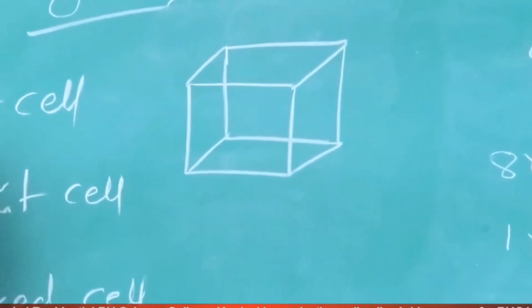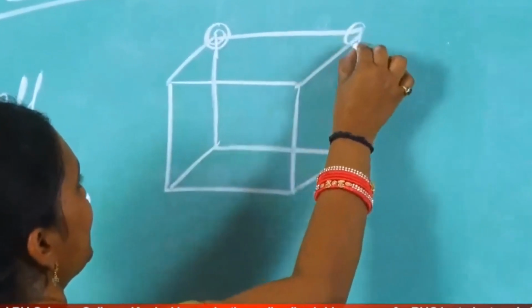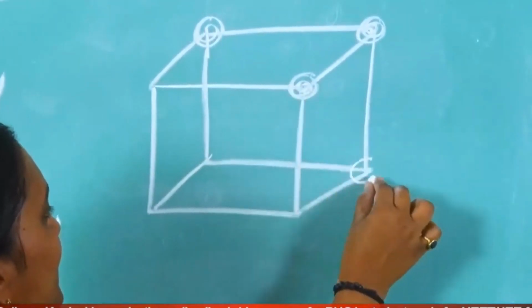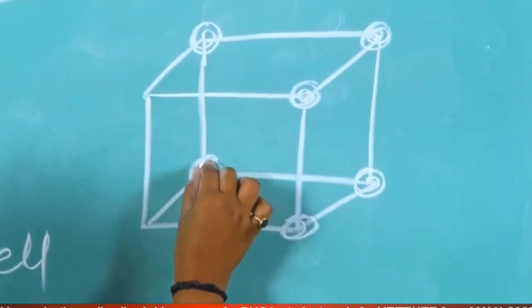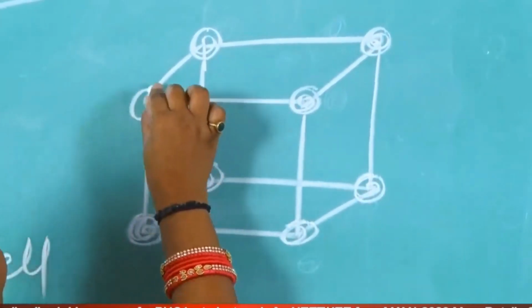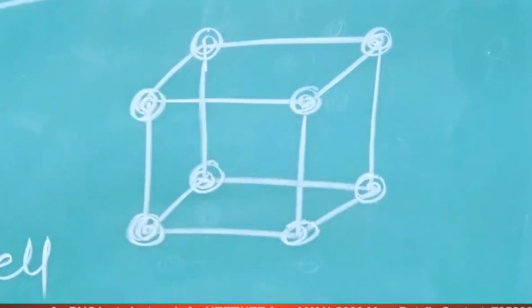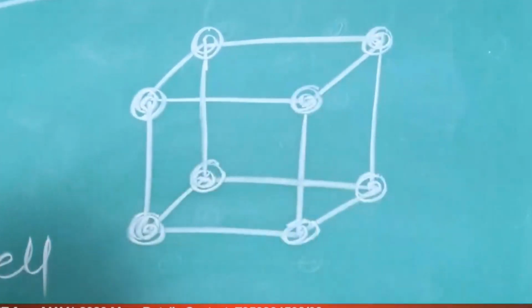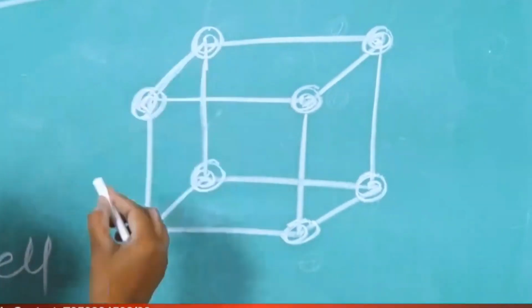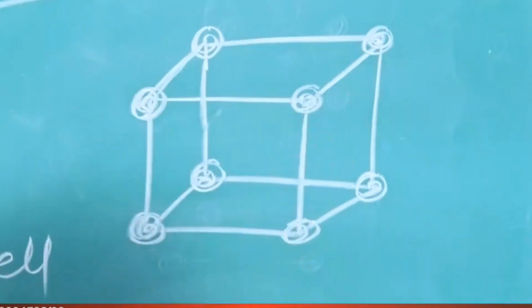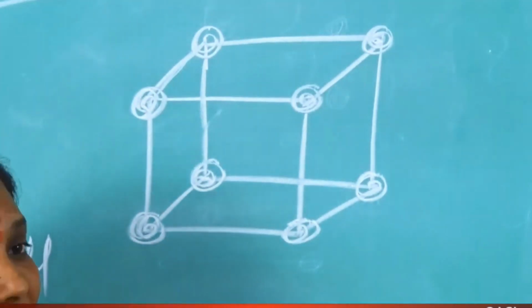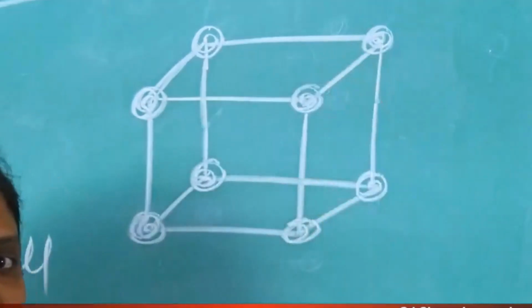Primitive unit cell. Position of the particles. Particles occupy the corners of the cube, that is the primitive unit cell. What are the nearest neighbors? In a cube, all edge lengths are equal. Yes or no? All lengths are equal. Don't imagine this is the shortest and that is the longest. All edge lengths are equal in a cube. Now, nearest neighbors: these two are nearest neighbors.